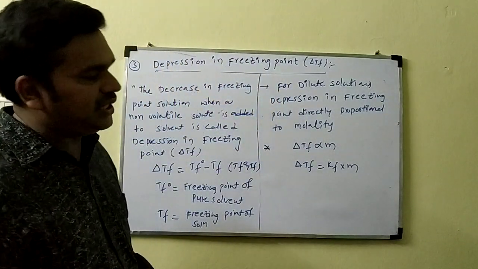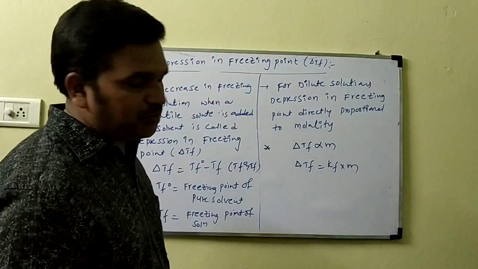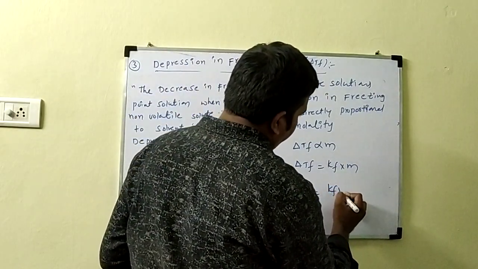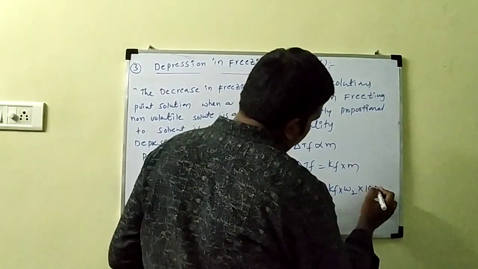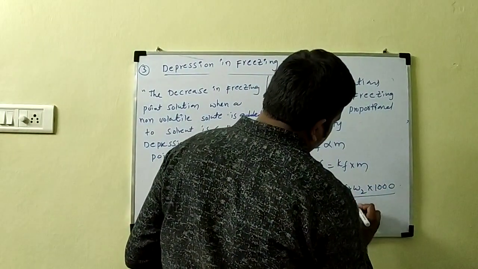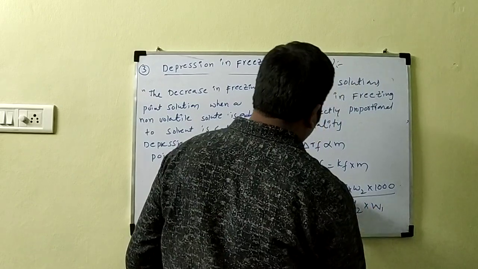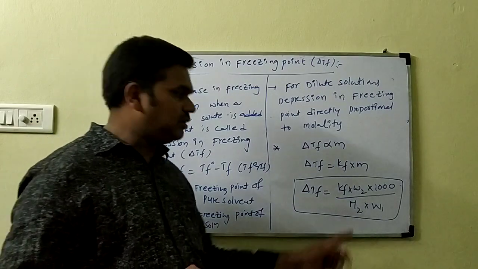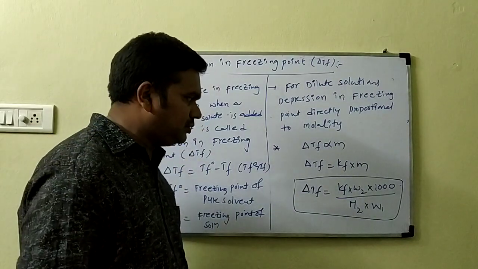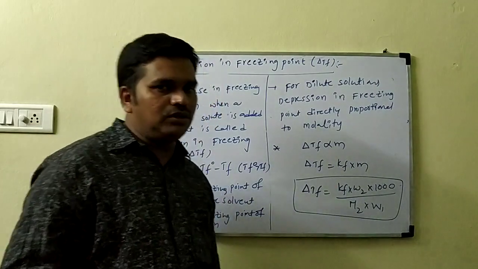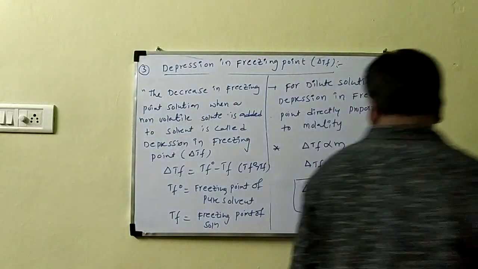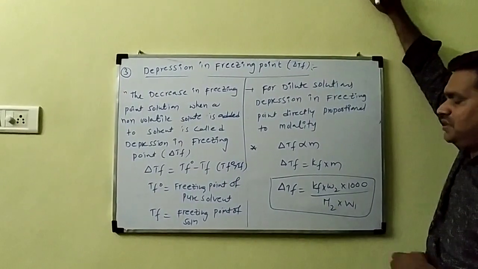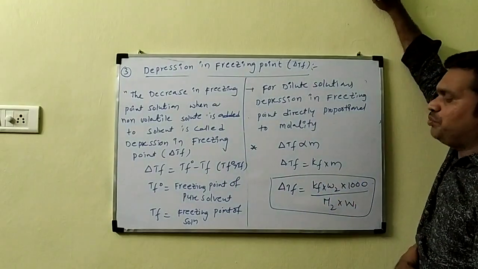Kf is what? A proportionality constant. From this you are writing here delta Tf is equal to Kf into W2 into 1000 by M2 into W1. Clear? So what is Kf? Depression in freezing point constant, or you can say here cryoscopic constant.